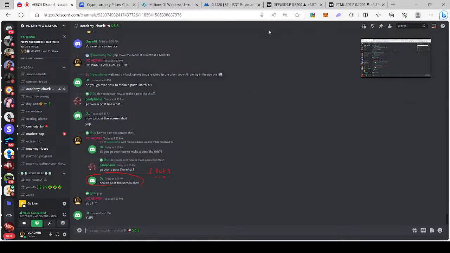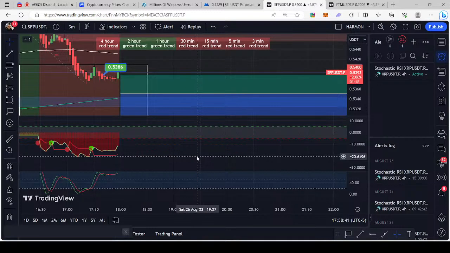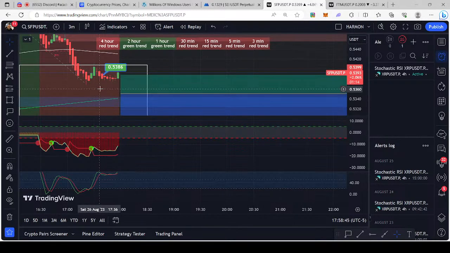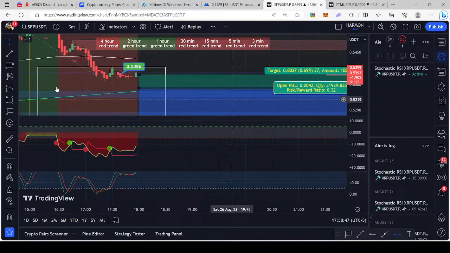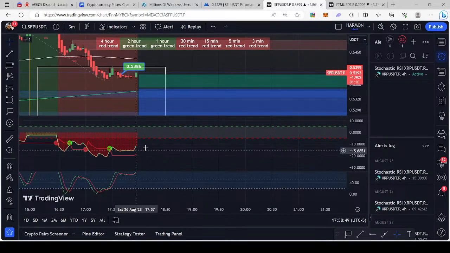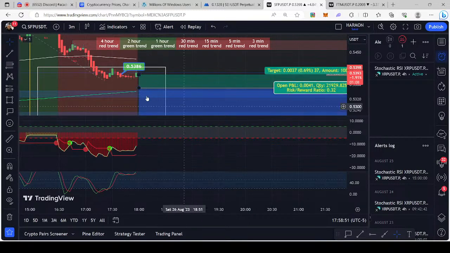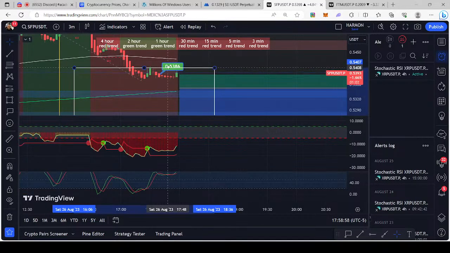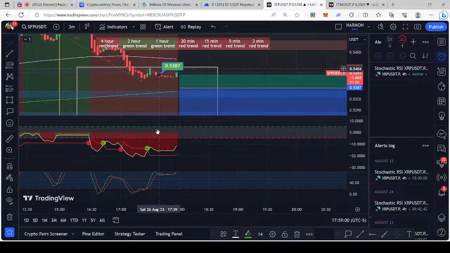Perfect. All right, let's check out SFP. See how it bounced here to 54? Let's see the little spike there. And this is why we wait for that red moon. But that's also why it's good to have feedback, right? So I can go back, see your trade, see where you entered, and say, hey, 3-minute red moon.